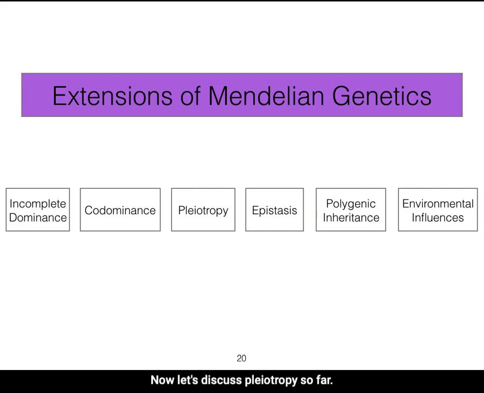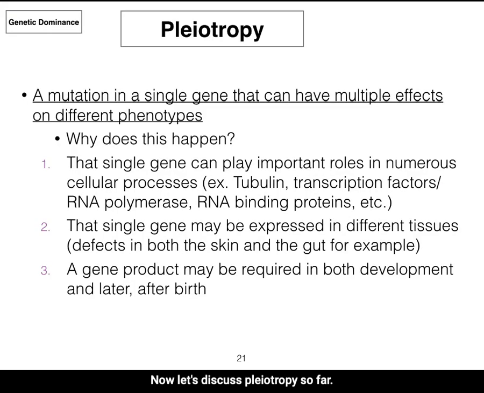Now let's discuss pleiotropy. So far, we've examined Mendelian inheritance as though each gene affects only one phenotypic character. Most genes, however, have multiple phenotypic effects, a property called pleiotropy. In humans, for example, pleiotropic alleles are responsible for multiple symptoms associated with certain hereditary diseases such as cystic fibrosis and sickle cell anemia. So why does this happen?